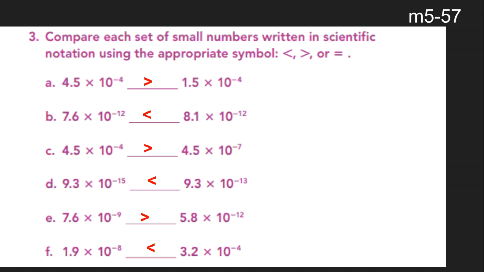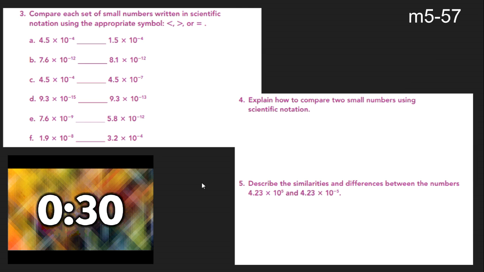So what I wanted you to check for 4 and 5 is, partner number 1, you're going to read your answer for question 4. Partner number 2, you're going to read your answer for question 5. So 1s are doing 4, 2s are doing 5. Ready? Go.